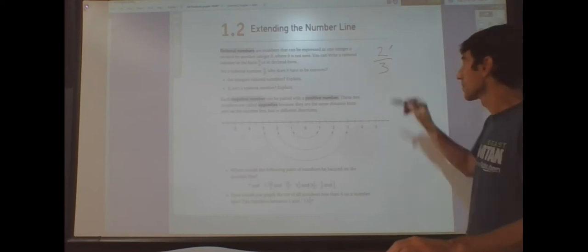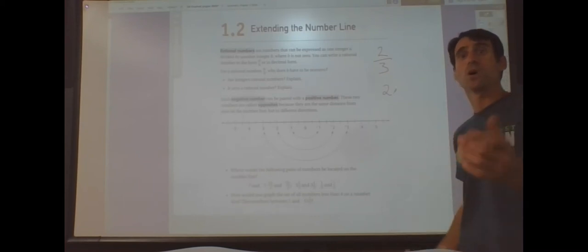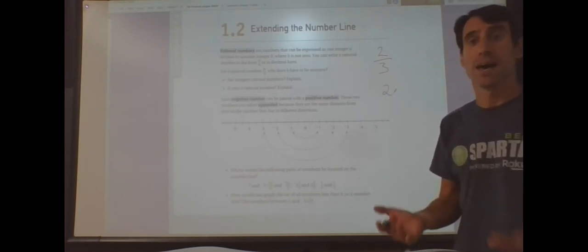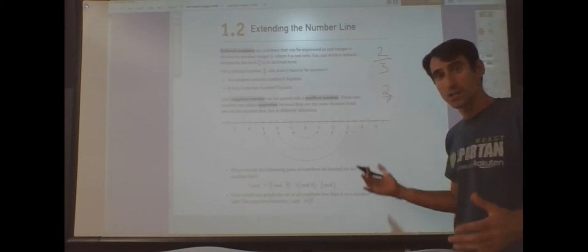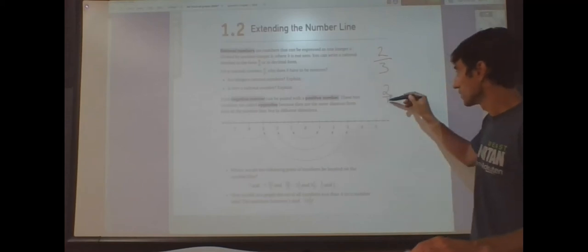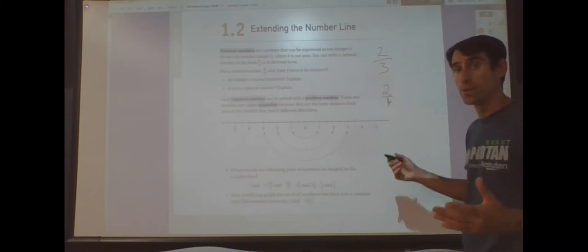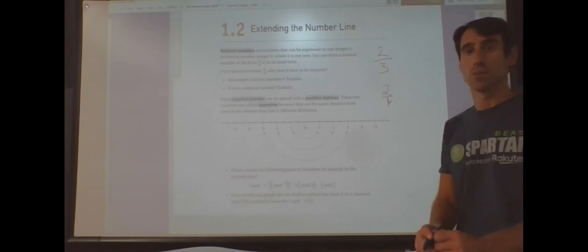Let's try another one. How about just plain old 2? Well, 2 is also a rational number because it can be expressed as a fraction with whole number parts. So 2/1 is a fraction, which is equal to 2, where 2 is a whole number, 1 is a whole number, therefore 2 is a rational number.